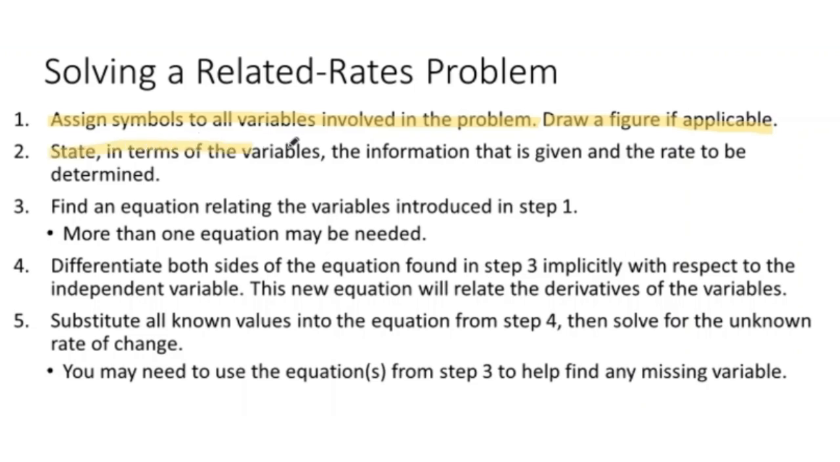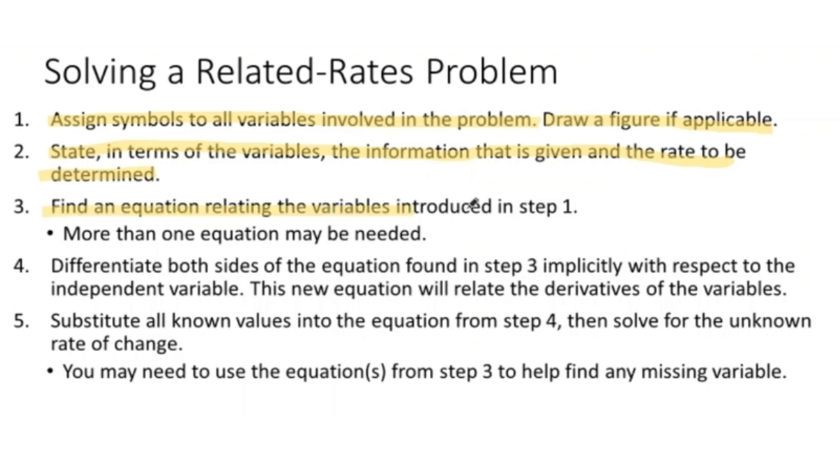Step 2, you want to state, in terms of the variables, the information that was given and the rate to be determined. So here, you're just going to assign whatever variables you can values, and then try to determine any values of the derivatives of those variables. Similar to what we did in the previous problem, where we assigned dV/dt the value of 2.